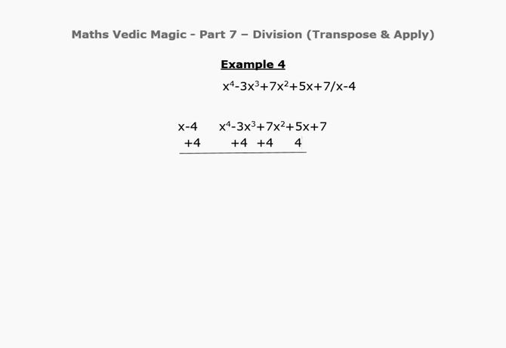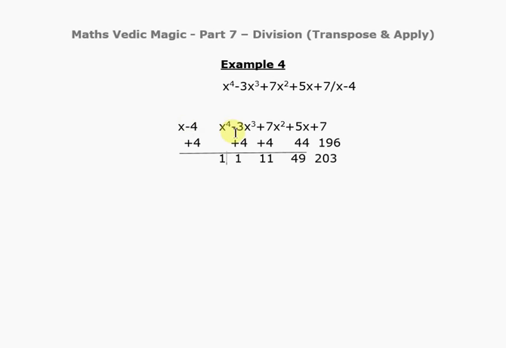and then 44 plus 5, 49, into 4 gives us 196. And then we write down the coefficients first of all, as we do. 1, then minus 3 plus 4, another 1, and then 7 plus 4, 11, then it's 49, and then it's 203. And then we adjust the powers now, because again the same thing: the highest power is x to the 4, the highest power of the divisor is x, so the first power of the quotient would be x cube.